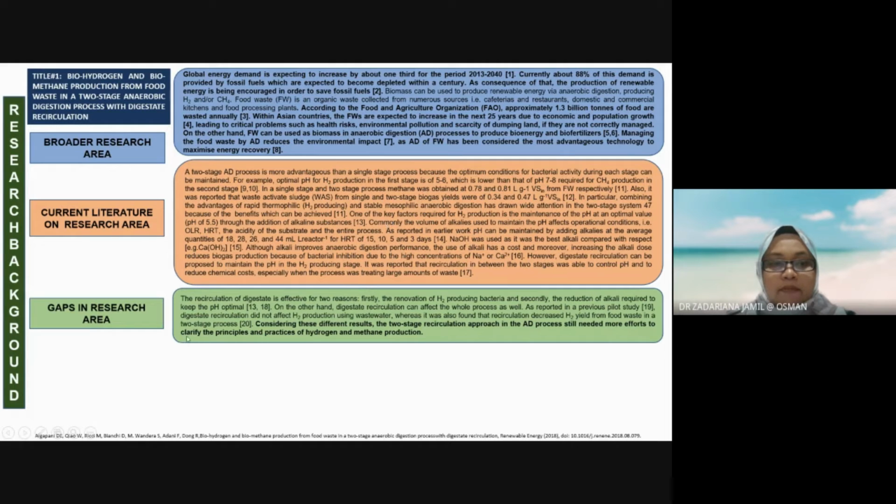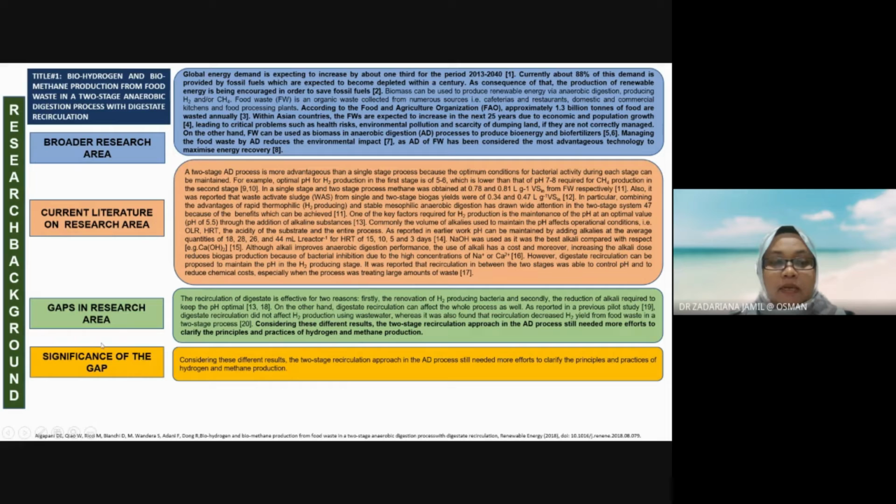After that, you need to highlight the gaps in the research area. For example, this research emphasizes that some previous studies gave different results for the two-stage recirculation approach to producing biohydrogen and biomethane. So this research was carried out to clarify the principles and practices of the two-stage recirculation approaches for hydrogen and methane production.